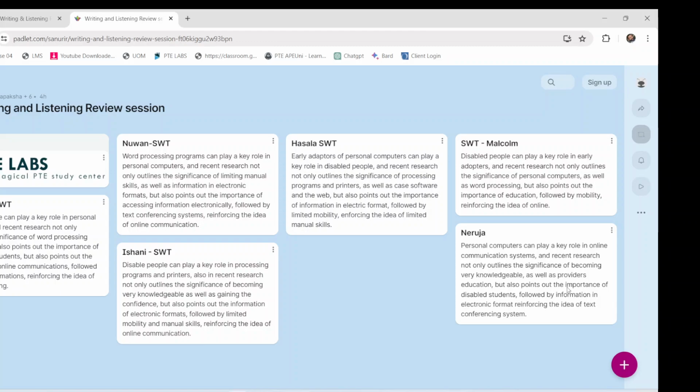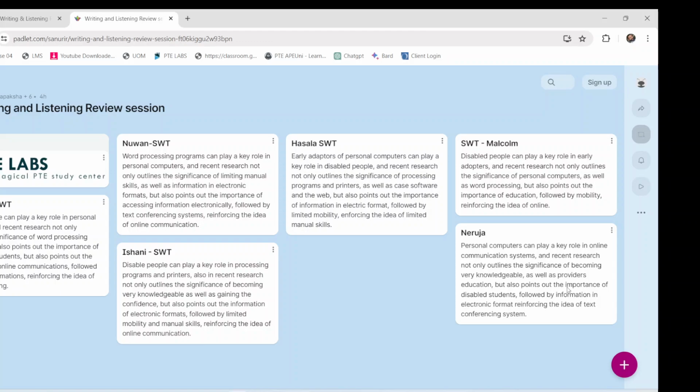Okay, not this line, you are repeating it. Followed by printed informations or information, right? So remove S, reinforcing the idea of text conferencing. All the others are correct, Susmita. So make sure you double check before clicking the next button. Okay, and type the structure as it is without any mistakes. And next, I'll check Hustler's one.